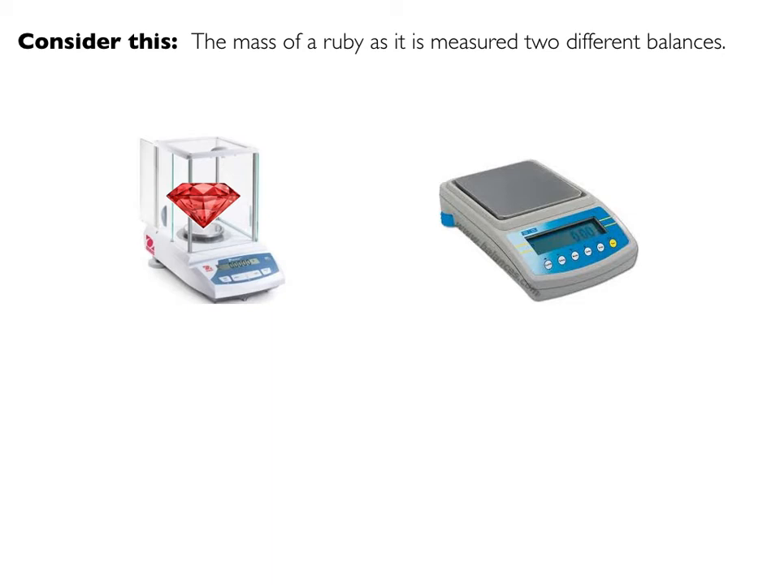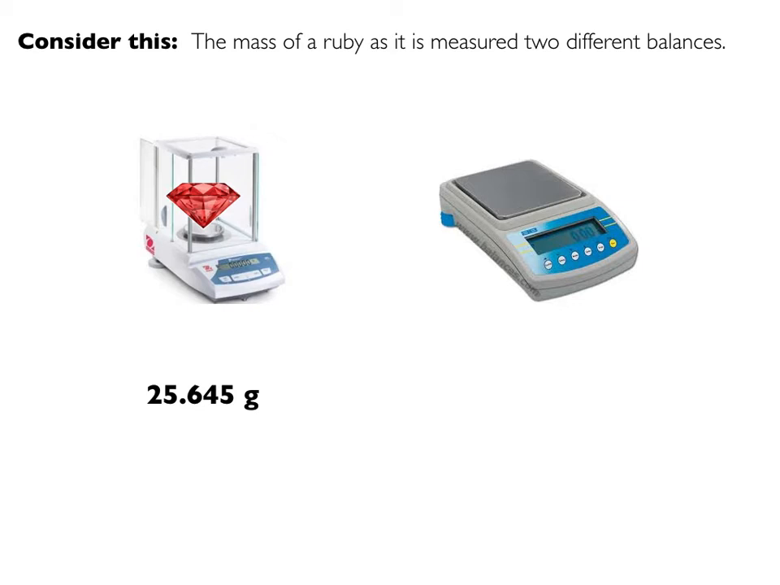Let's look at another example. In this example, we can consider the mass of a ruby. I have pictures of two balances, and let's imagine we go into lab and we measure the mass of the ruby on the first balance, and we say that mass comes out to be 25.645 grams. Now this is a digital balance giving us that, but there's still uncertainty in that measurement.